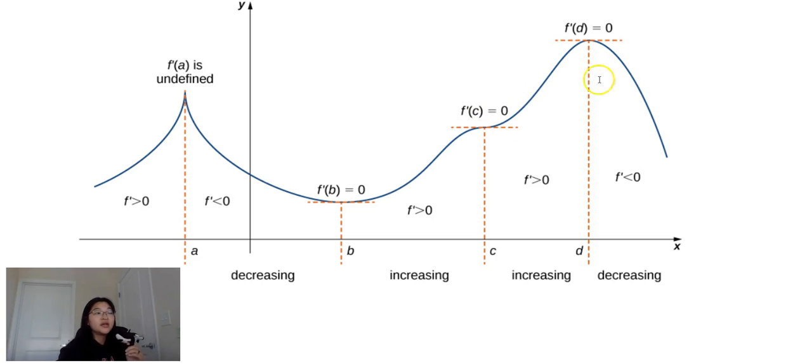Interesting. And then right there, our function is increasing because our slope is positive, our derivative is positive. And then at d, f prime of d equals 0, so we have a horizontal tangent. And then to the right of d, f prime is negative, which means our function is decreasing.